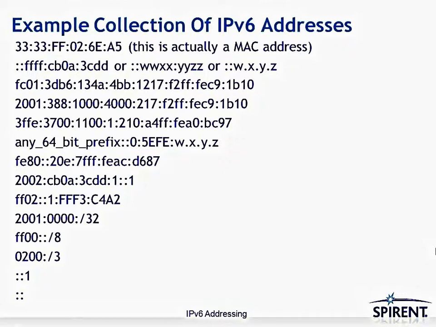Some of the last items on this slide, 2000::/3, is what's referred to as the aggregatable global IPv6 space, really the public IPs that are in use today, and then a couple of other special addresses, ::1 and ::, that we'll discuss on some future slides too.